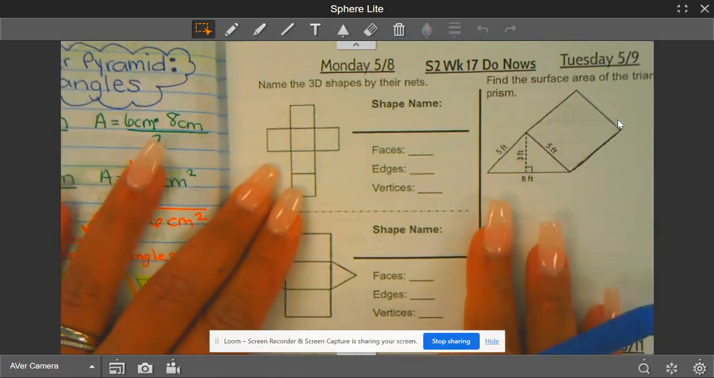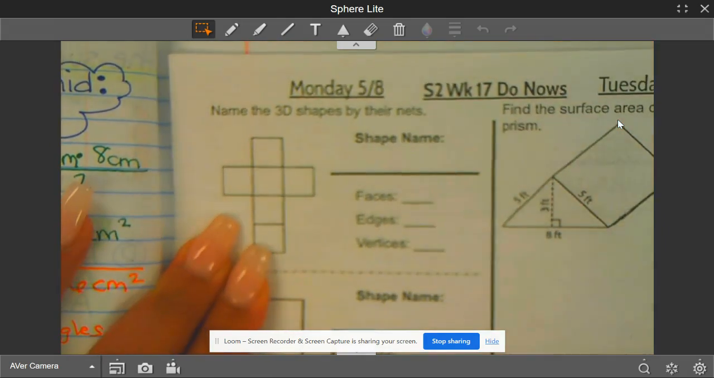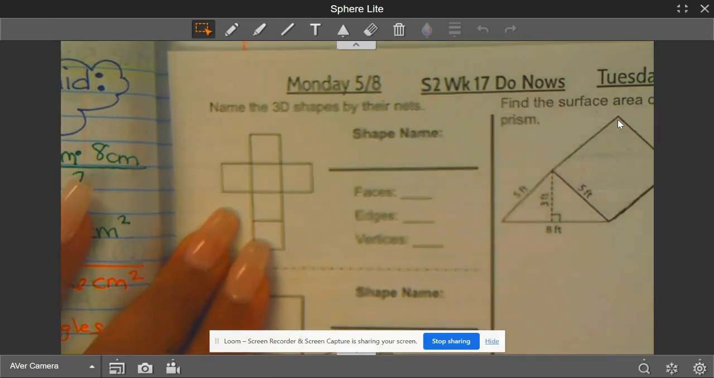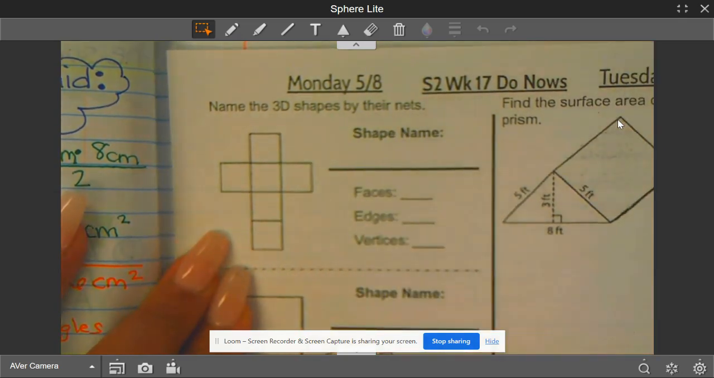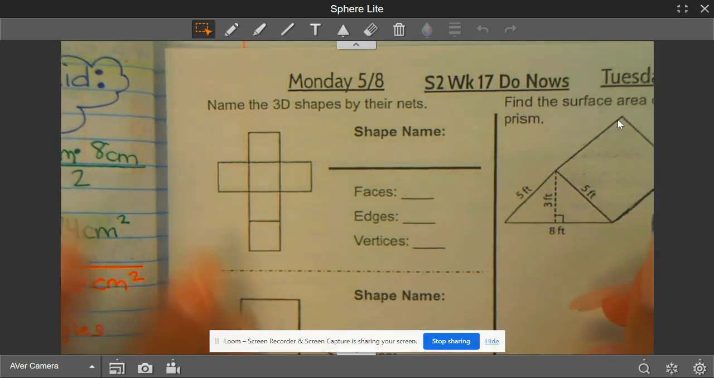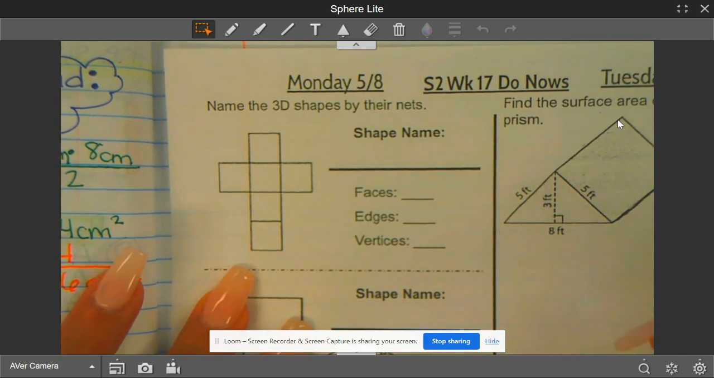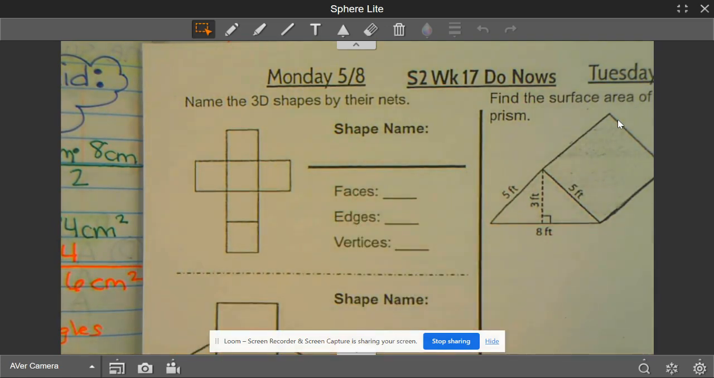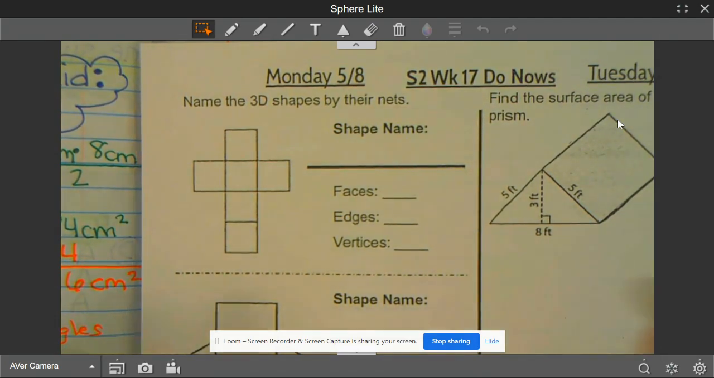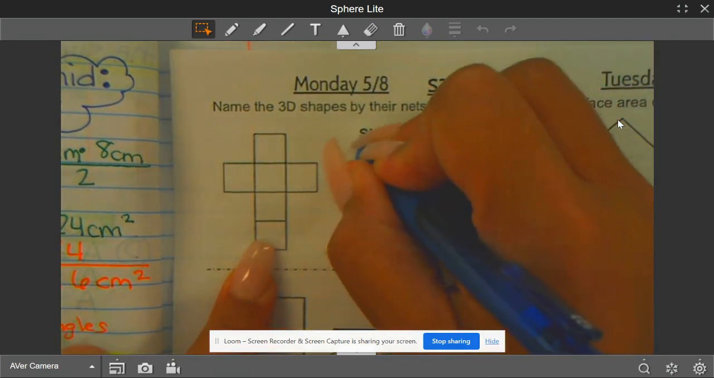So today's do now, let me zoom in. It says name the 3D shape by their nets. So when it is open, it is called the net. So if we take a look here, this shape here, let's think. If it's been unpeeled and it looks like this, and I fold it all back up, what shape does that create? Go ahead and say, what shape do you think? Yeah, that is correct. It is a cube.